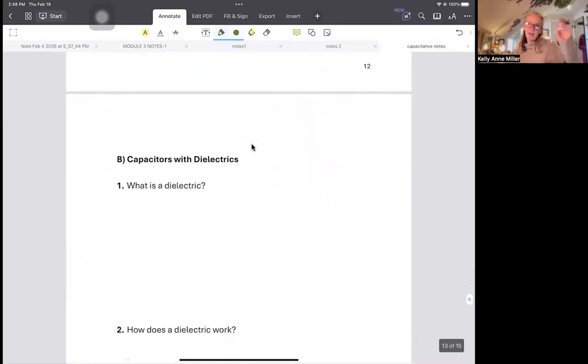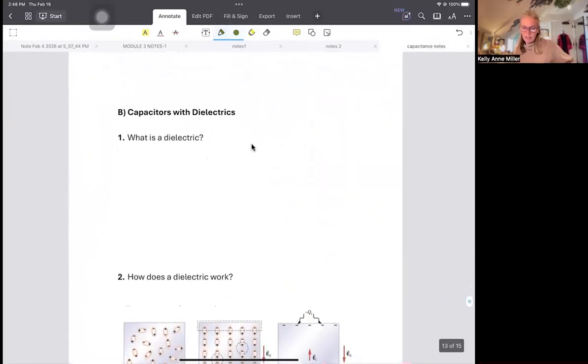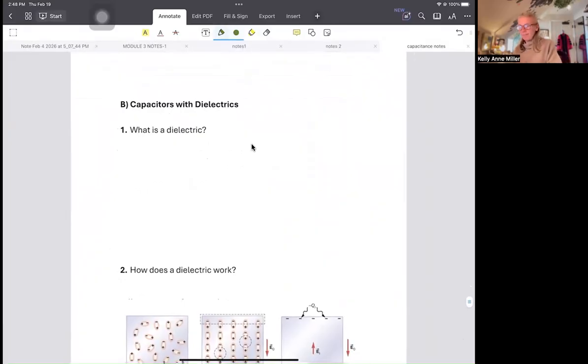Okay, so that's basically all I wanted to say about energy. It's relatively straightforward. It's really just understanding the equation and manipulating it. Okay, so now the last topic of capacitors is something called dielectrics. A dielectric is an insulating material that is placed between the plates of a capacitor. And what it does is it increases the capacitance.